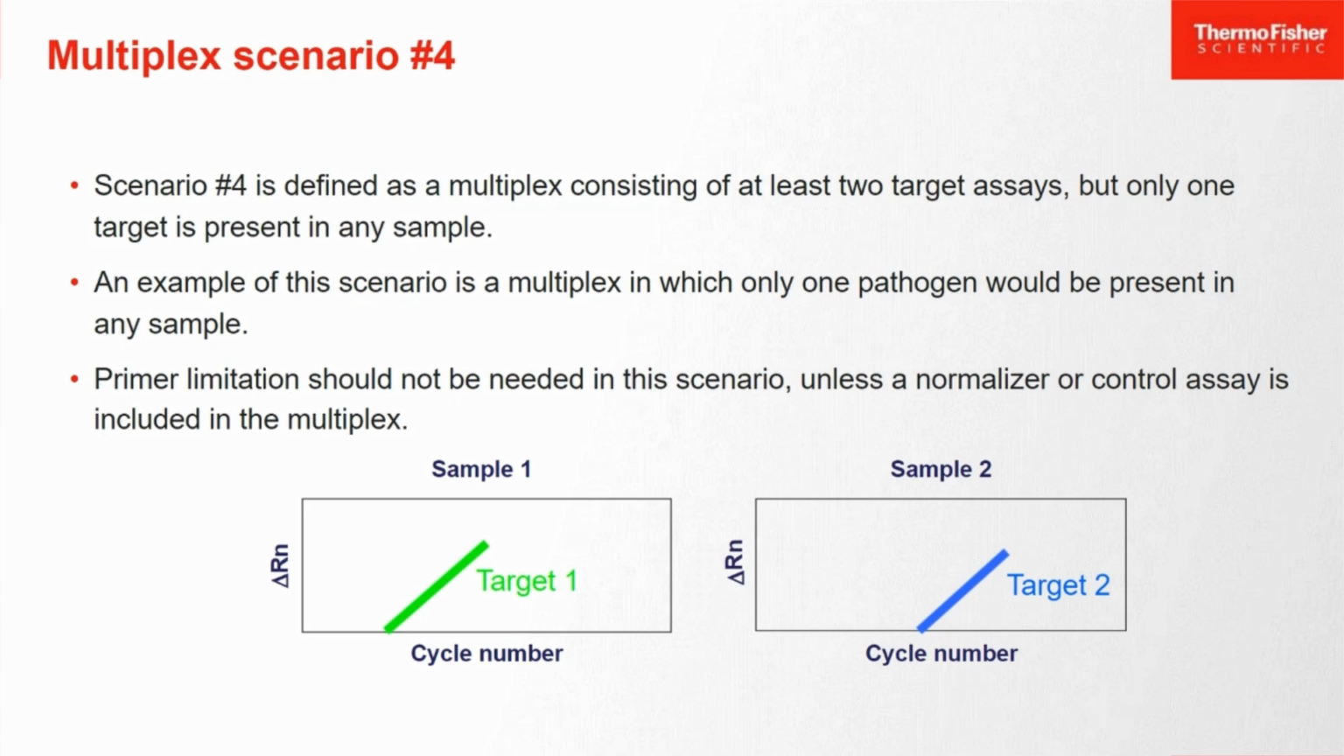Scenario number 4 is where there are multiple assays, yes, but only one is expected to amplify in any particular sample. So in theory, primer limitation would not be needed unless you have a normalizer assay that's included in the multiplex and you're concerned that strong target amplification may suppress amplification of the normalizer.